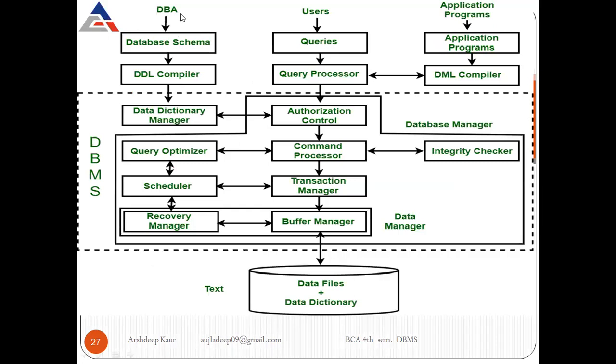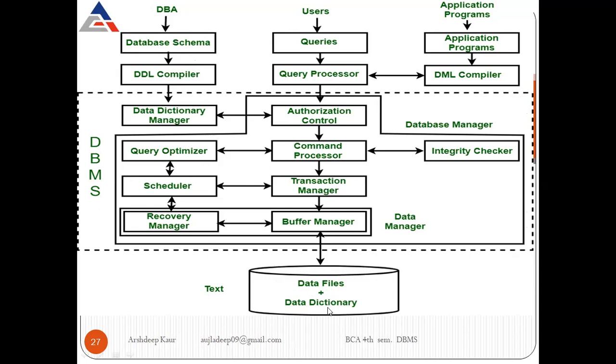Now we have our DBA. DBA stands for database administrator. It is one of the persons responsible for controlling the entire database. We have our users, then we have our application programs. So the DBA has our database schema, and the DBA has our data definition language compilers. This portion, these dashed lines, represent the DBMS. And last we have the disk storage, where we have data files plus the data dictionary.